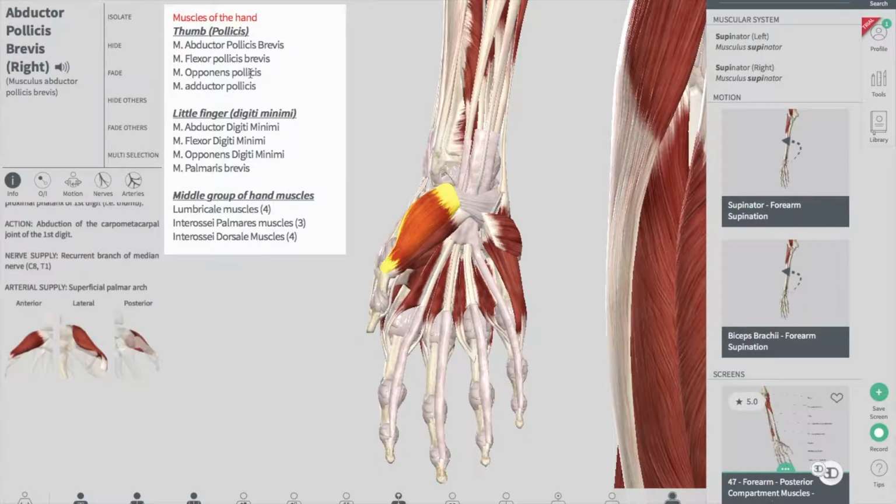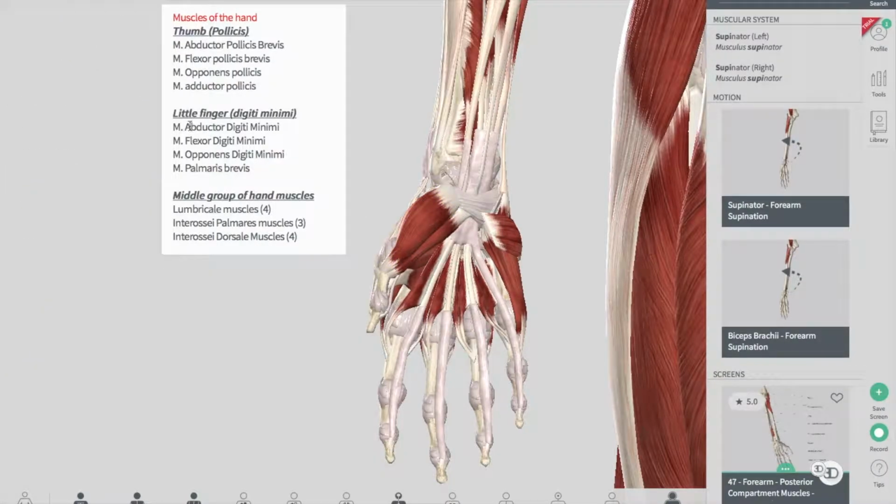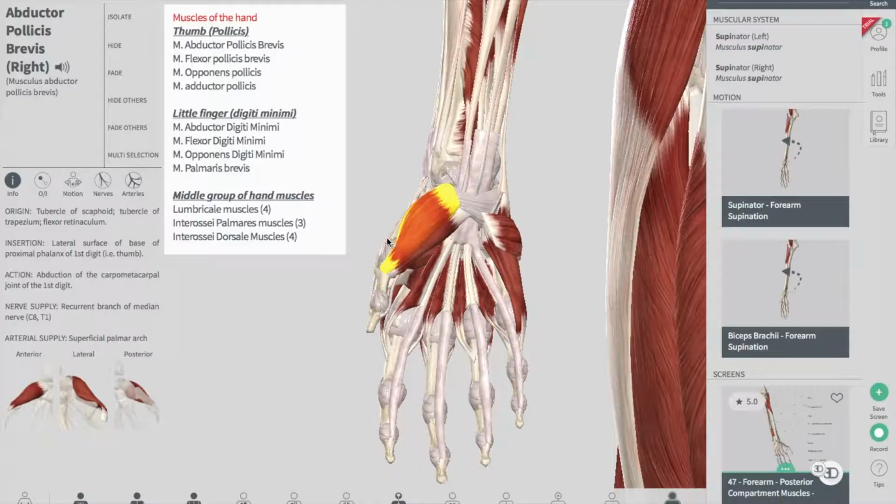And also note that the muscles of the thumb and muscles of the little finger have 3 of the same muscles, just the opposite. Yeah, they both have abductor, flexor, and opponens. Abductor, flexor, and opponens. All right. So if we start with the thumb, here is the first muscle, abductor pollicis brevis, as you see here.